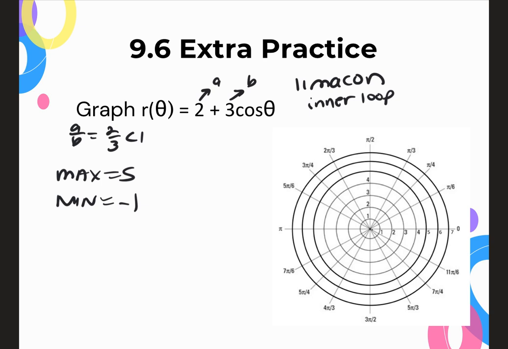All right, I'll go back and finish that, but I want you to do it. All right, then we get the limaçon. You are guaranteed a limaçon.